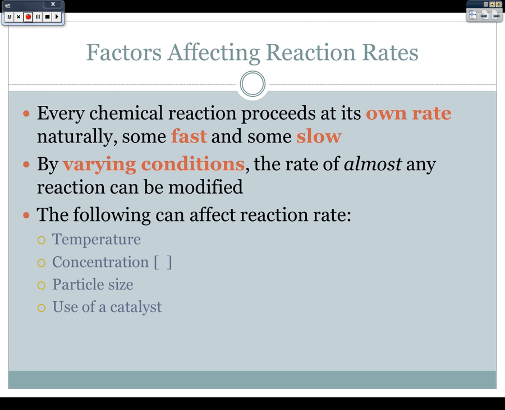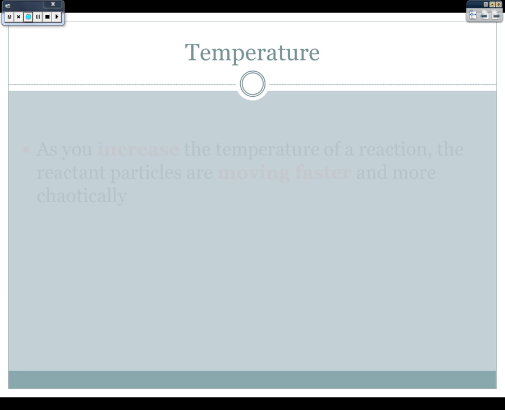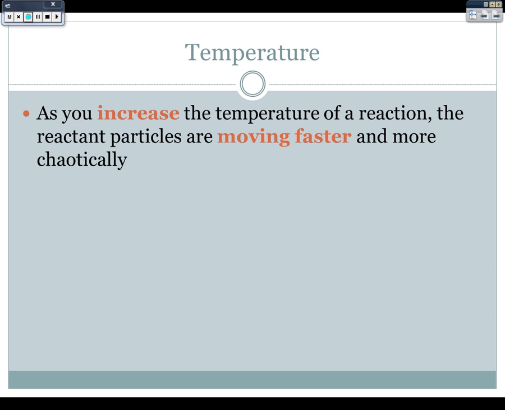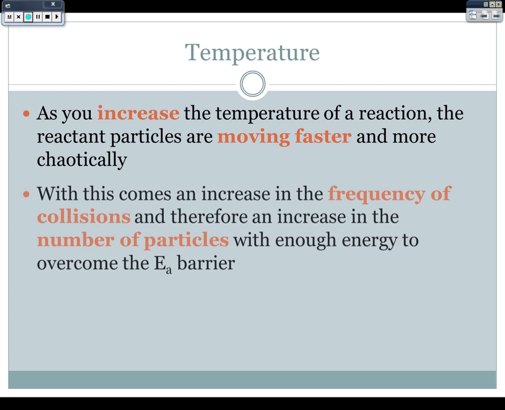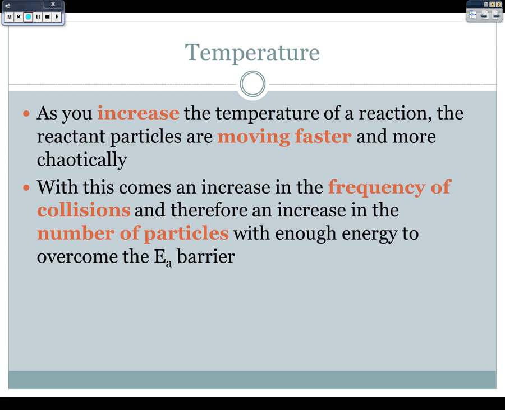So we're going to talk about that. So let's talk about temperature. As you increase the temperature of a reaction, the reactant particles start to move faster and more chaotically. With this moving faster comes an increase in the frequency of collisions, so the number of collisions occurring.